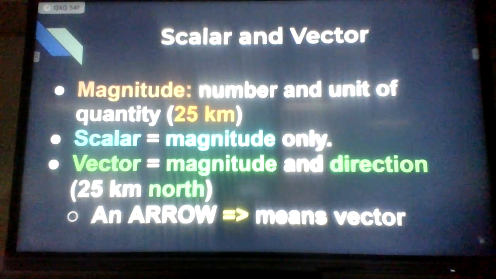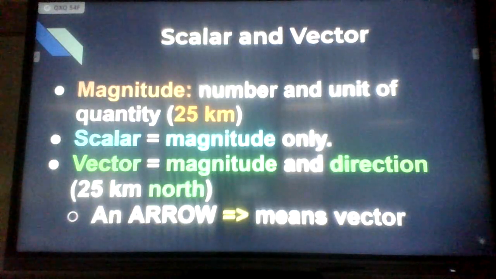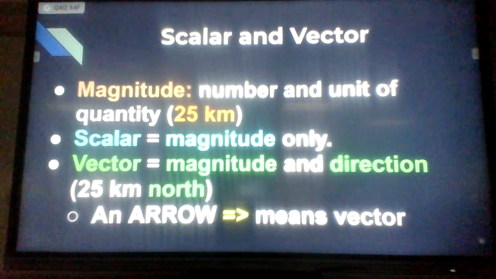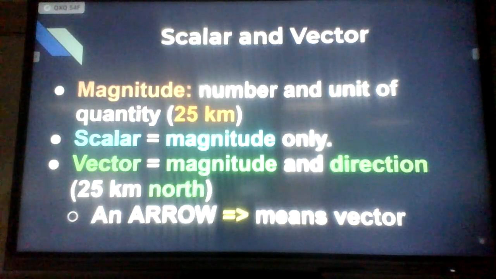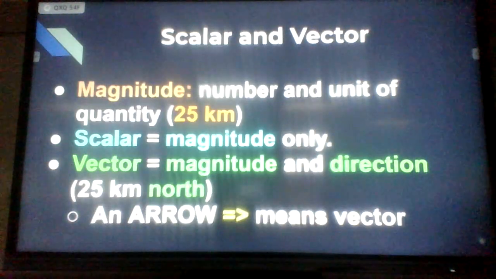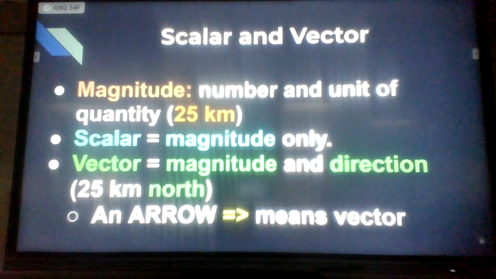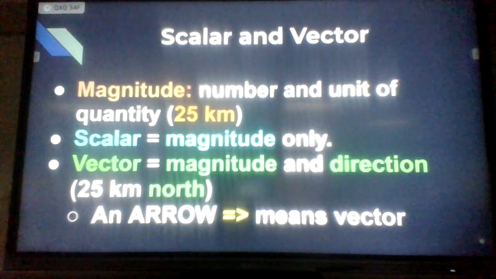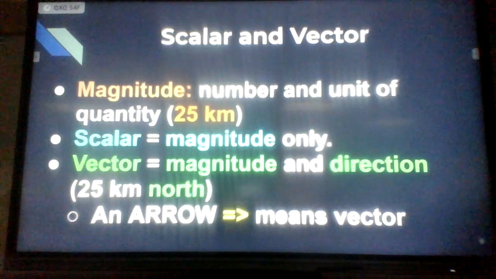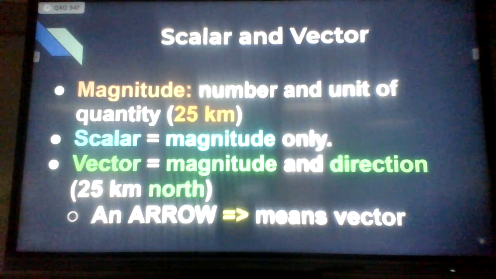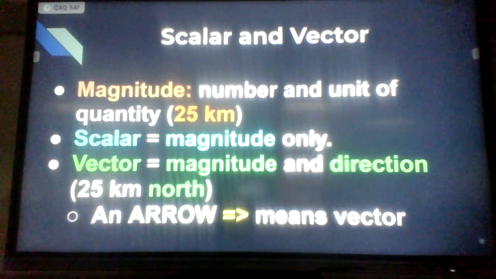But now, look what I did with the green word vector there. A magnitude and a direction. If I go 25 kilometers in any direction, I chose north, then I have what's called a vector. Now I don't have to say north. I can say north, south, east, west, northwest, northeast, or I could say something like 25 kilometers towards Daytona. As long as I give any kind of a direction, I now have, in that case, the distance becoming a displacement.